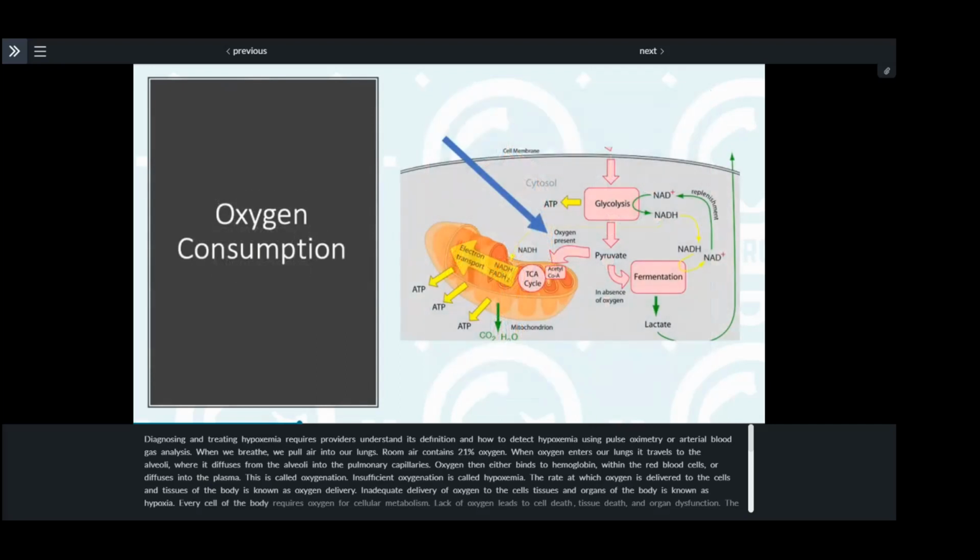Every cell of the body requires oxygen for cellular metabolism. Lack of oxygen leads to cell death, tissue death, and organ dysfunction. The rate at which oxygen is removed from the blood and used by the cells and tissues is known as oxygen consumption.